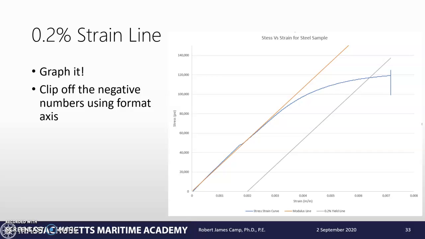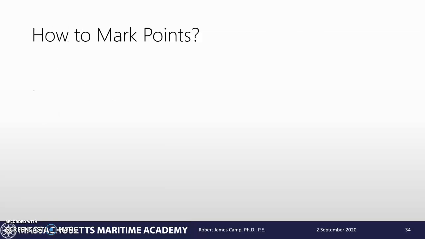So the next thing that we want to do is, how do we mark points? Because you have to identify elastic limit, 0.2% offset yield. Now, mind you, that line is not the 0.2% offset yield. It's where that line intersects the stress strain curve. I see that mistake all the time with students. That line isn't the answer. It's that point where those lines intersect. Ultimate tensile strength, breaking strength, elastic limit. You have to mark all those. So how are we going to do that?